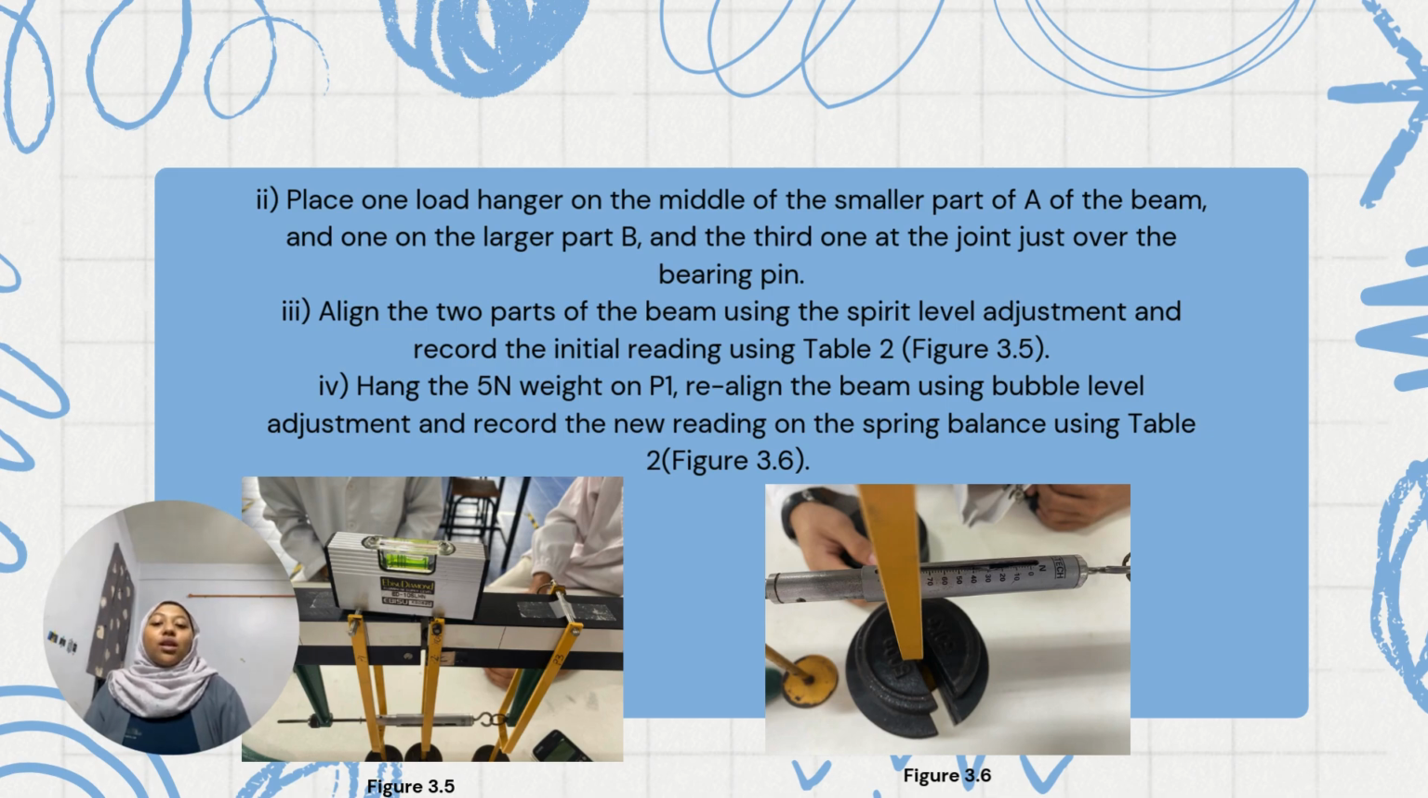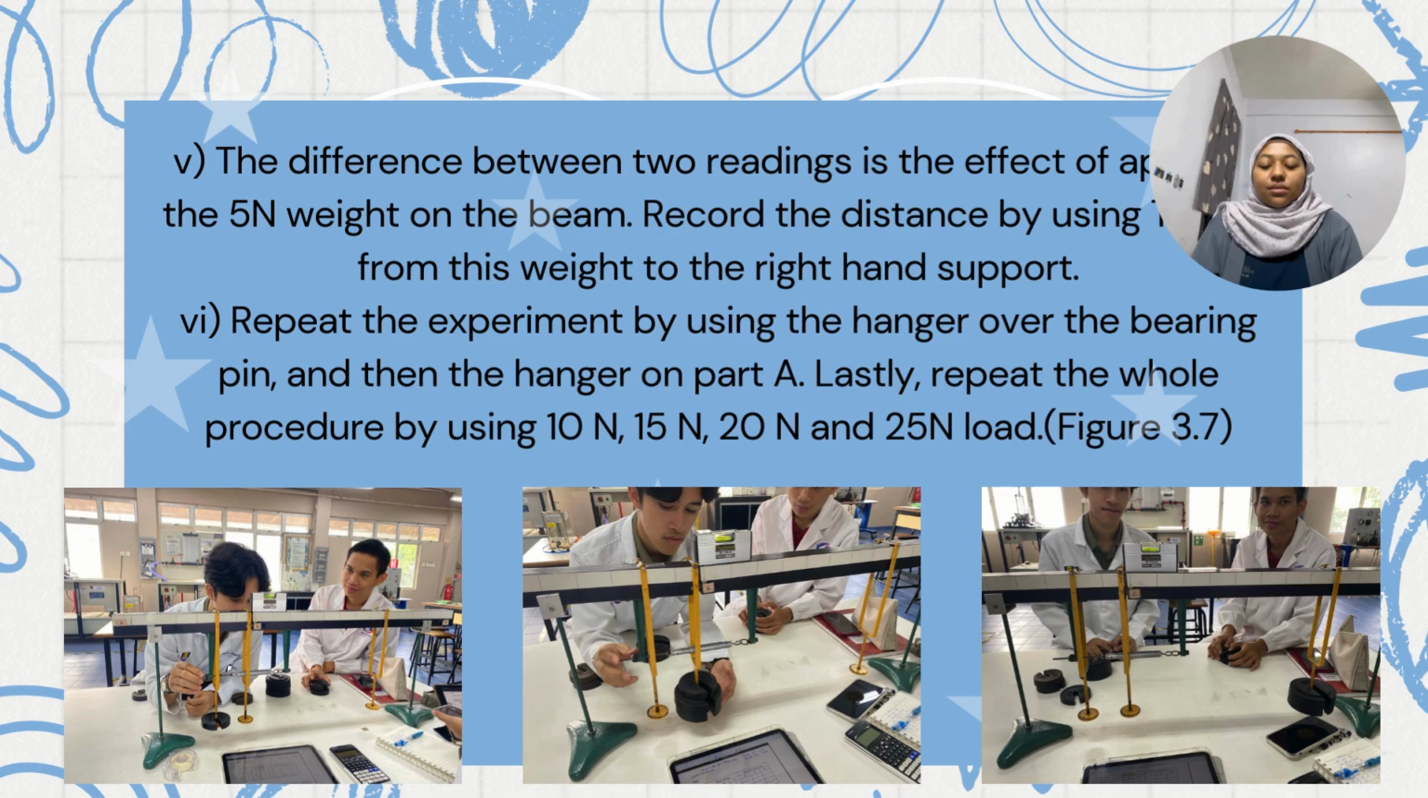Thirdly, place one load hanger on the middle of the smaller part A of the beam, and one on the larger part B, and the third one at the joint just over the bearing pin. Align the two parts of the beam using the spirit level adjustment and record the initial reading using table 2 as shown in figure 3.5. And then hang the 5 Newton weight on P1, realign the beam using bubble level adjustment, and record the new reading on the spring balance using table 2 as shown in figure 3.6.